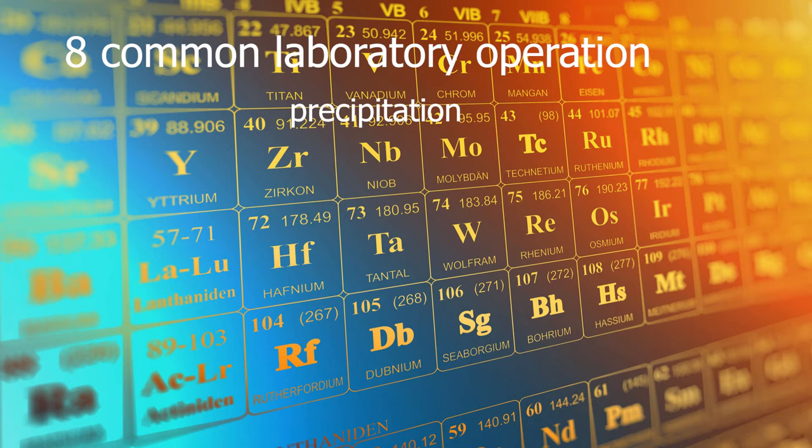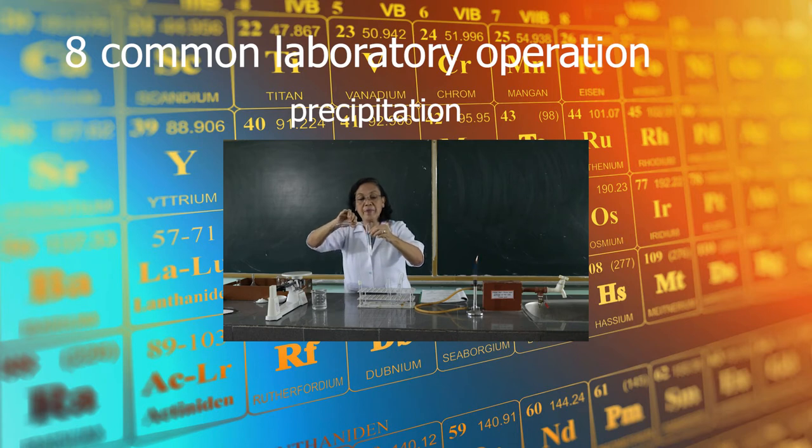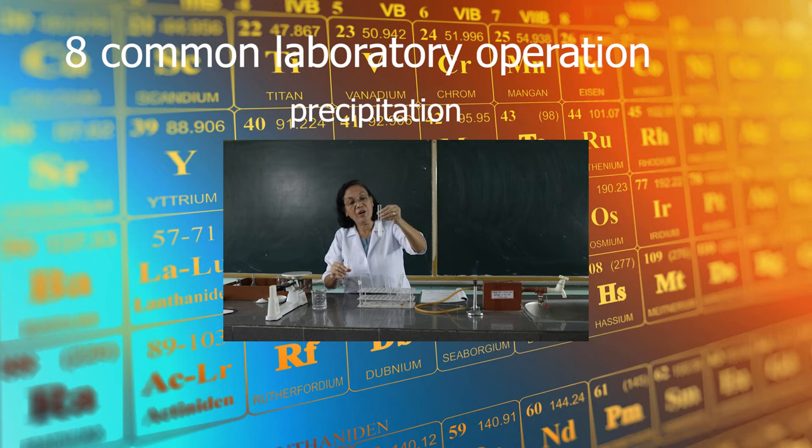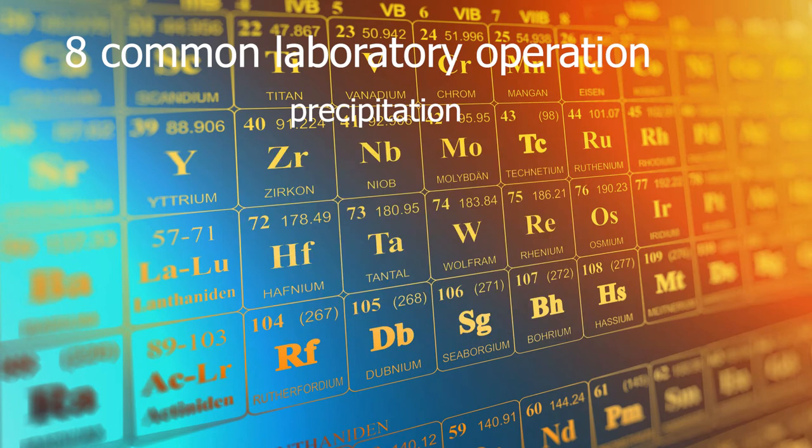And after making that precipitate, we are asked to allow this precipitate to settle down. Once it's settled, we add more drops of the silver nitrate solution. This is to make sure that the chloride ions are all precipitated by the silver ions. If you observe that no further precipitation occurs, that is an indication that the chloride ions have been completely reacted with the silver ions.